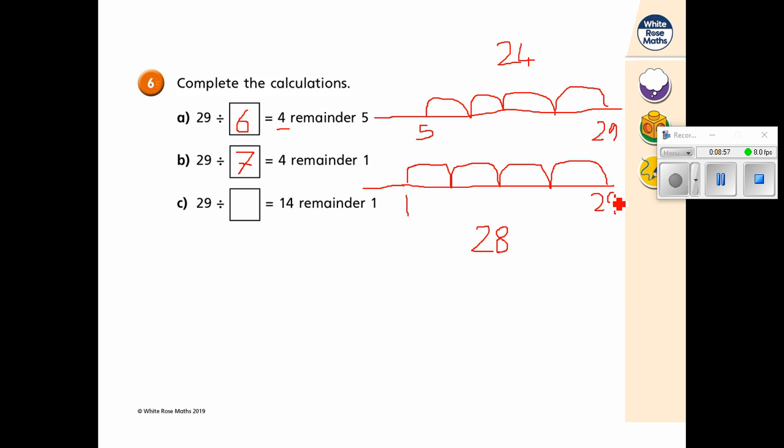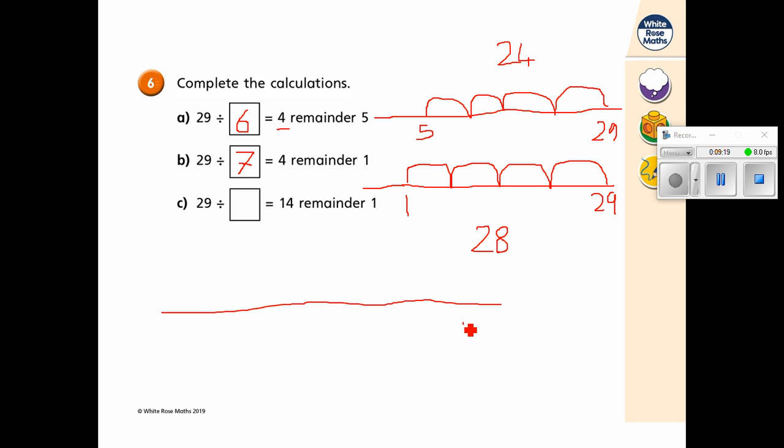And just in case you don't believe me, 29 take away 7 is 22, take away 7 is 15, take away 7 is 8, and 8 take away 7 is 1. And then finally 29 divided by something is 14, remainder 1.